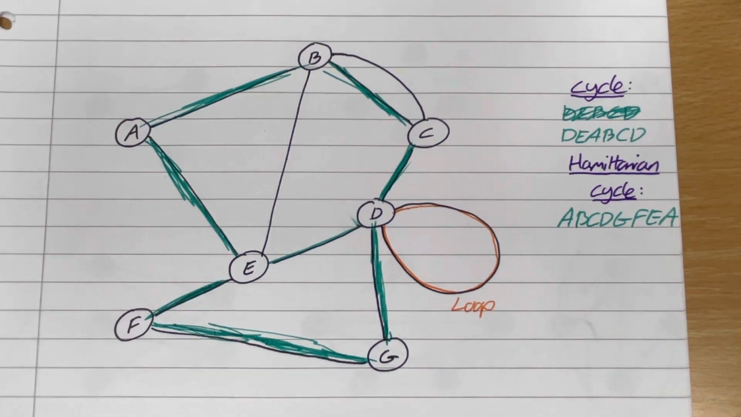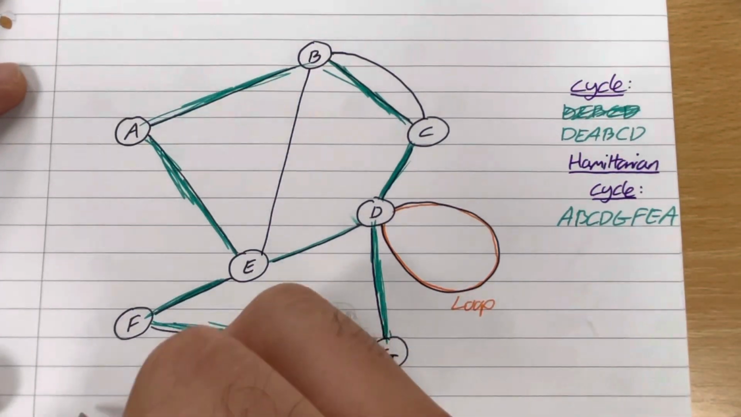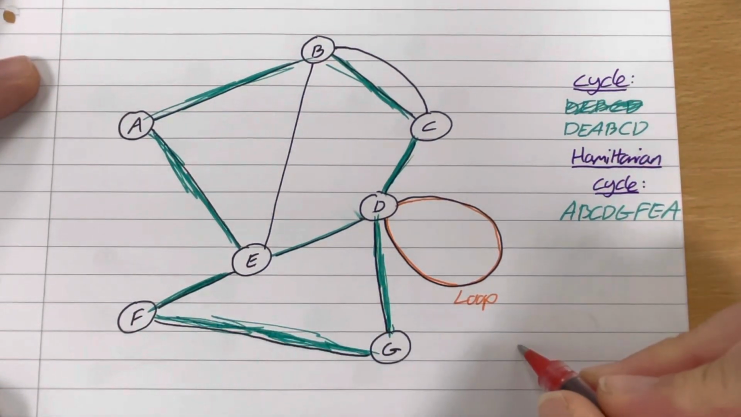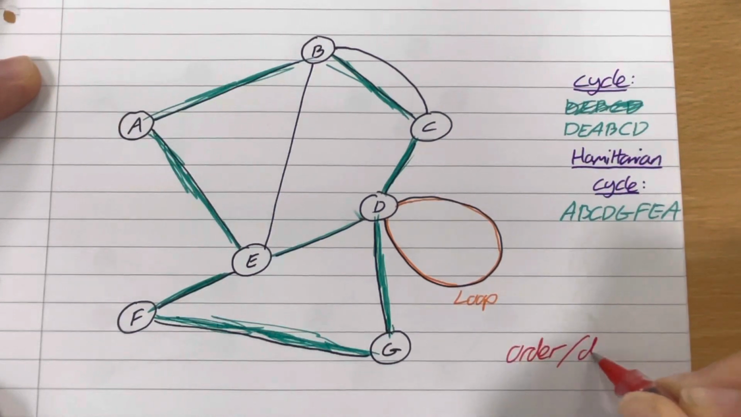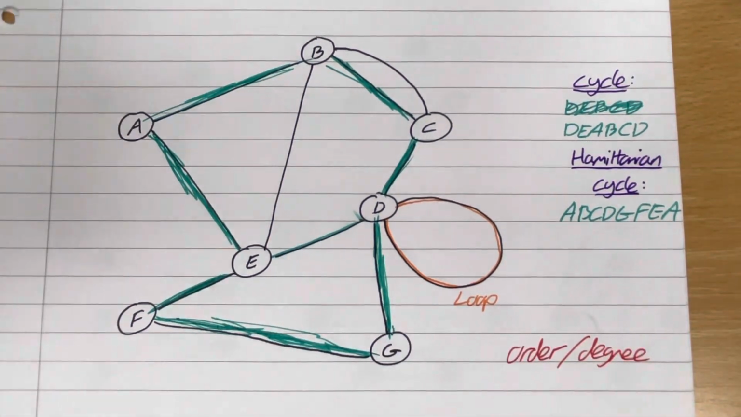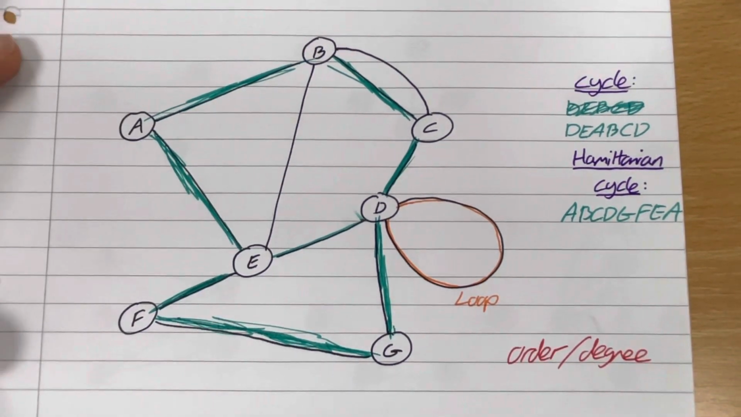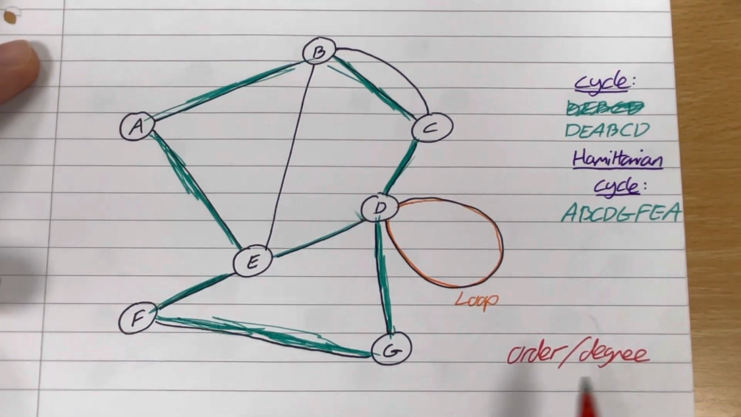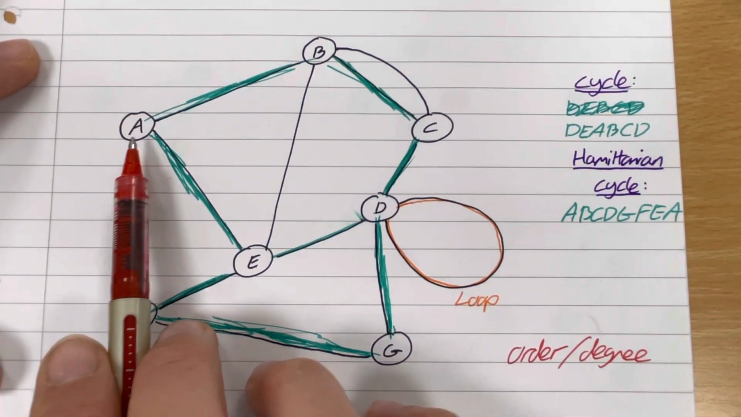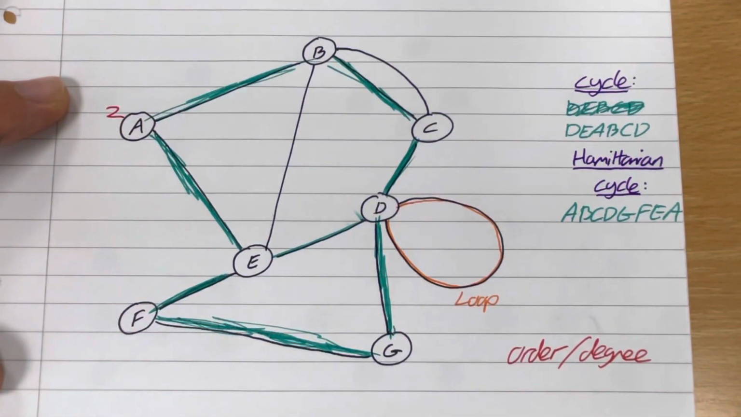A few other things about this graph. There's something called the order or the degree of a vertex, which is a measure which is used for a variety of different reasons. Essentially, it counts how many arcs are connected to each node. So this is a number that is assigned to every node in a graph. For example, looking at node A, we can see there are 2 arcs connected to it. So the order or degree of node A is 2. Again, these two words are used interchangeably.